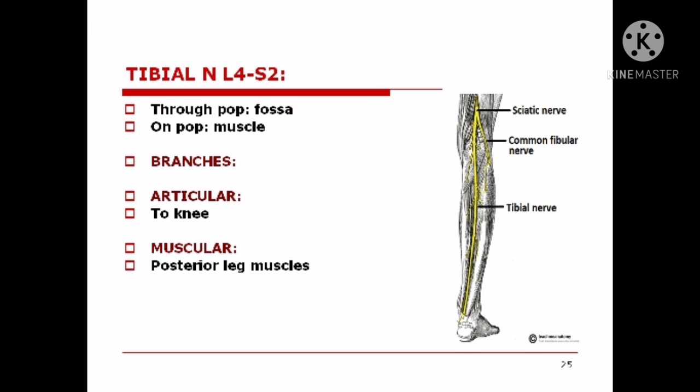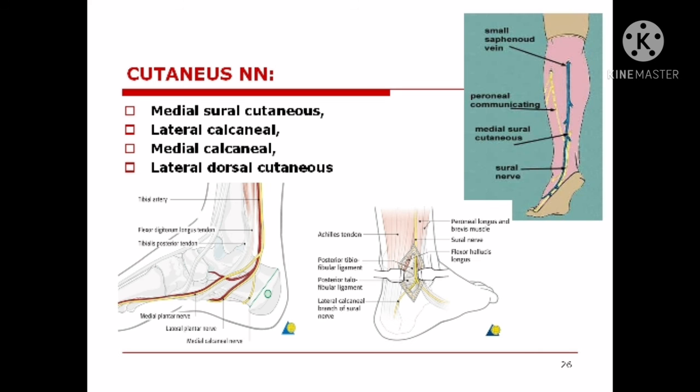The tibial nerve, its root value is L4 to S2. It passes through the popliteal fossa on the popliteus muscle. Its branches are articular to the knee and muscular to the posterior compartment of the entire posterior leg. The cutaneous branches of the tibial nerve. These are the medial sural cutaneous nerve, the lateral calcaneal nerve, the medial calcaneal nerve, and the lateral dorsal cutaneous nerve. These are shown in the diagrams given in the slide.